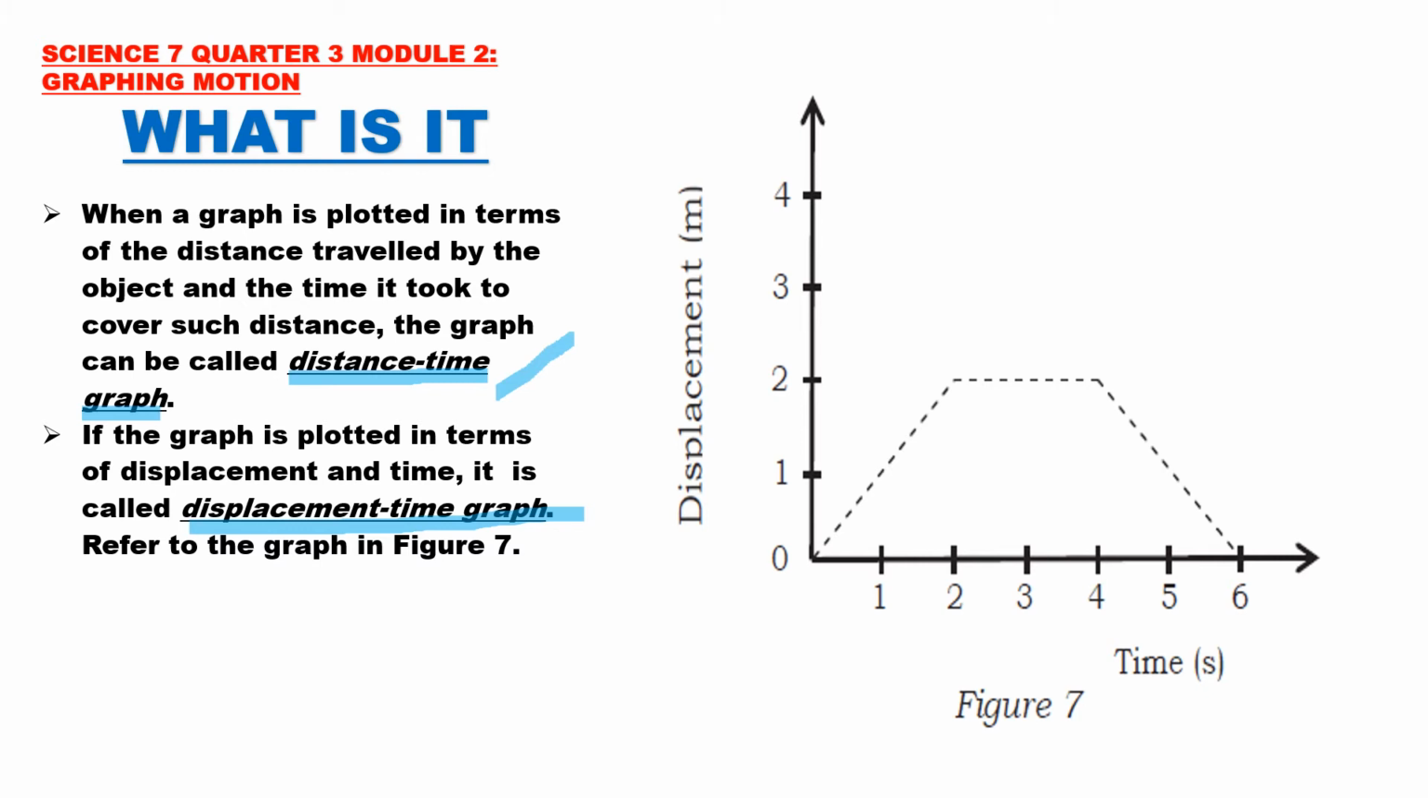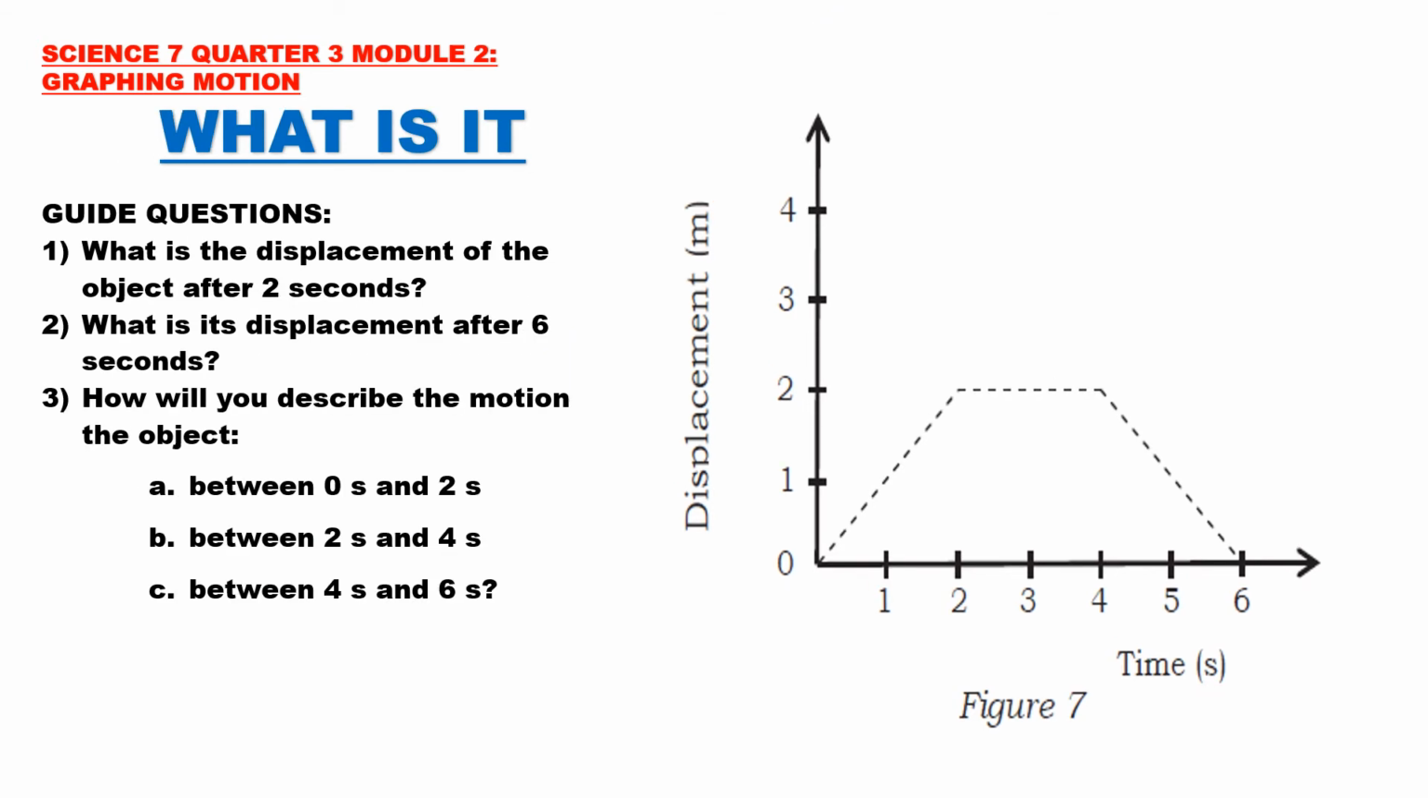So here we have, in figure number 7, an example of a displacement time graph. So in our x-axis, time is plotted. In the y-axis, displacement is plotted. So, ang ating time is in seconds and ang displacement naman natin is in meters.